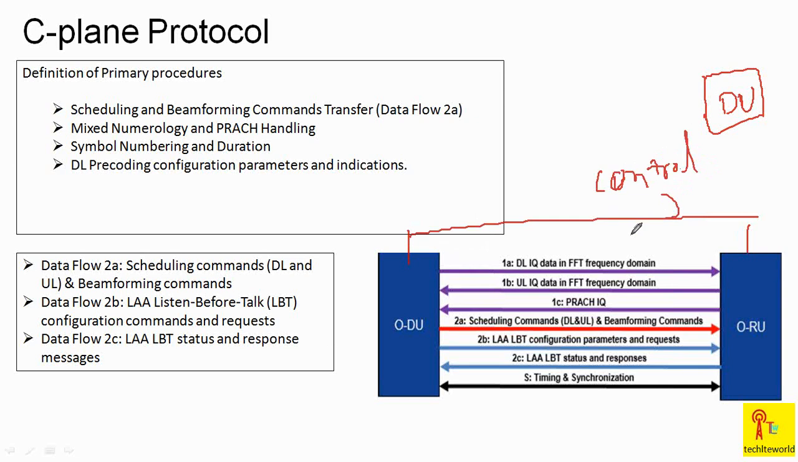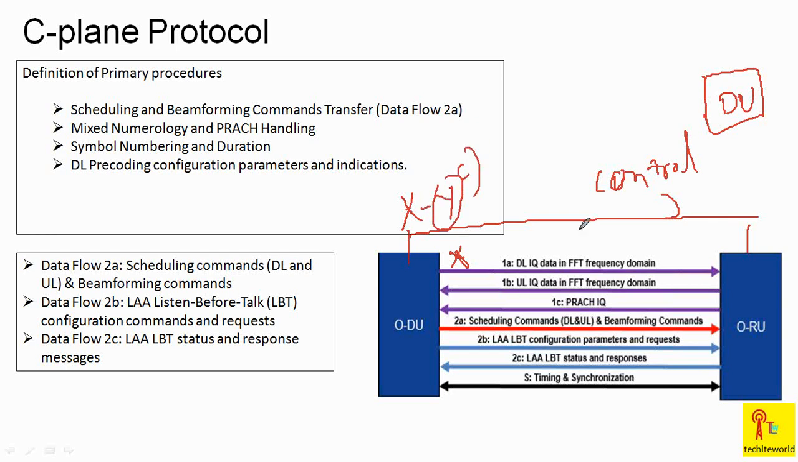Because if DU sends the user data, how will the O-RU interpret those data, those IQ values? For interpreting those data, the DU should send some instruction prior to sending those data, because there is some processing time, right? So if actual IQ data is sent to the O-RU side at X time, then our control plane must be sent before X time, X minus some delta Y.